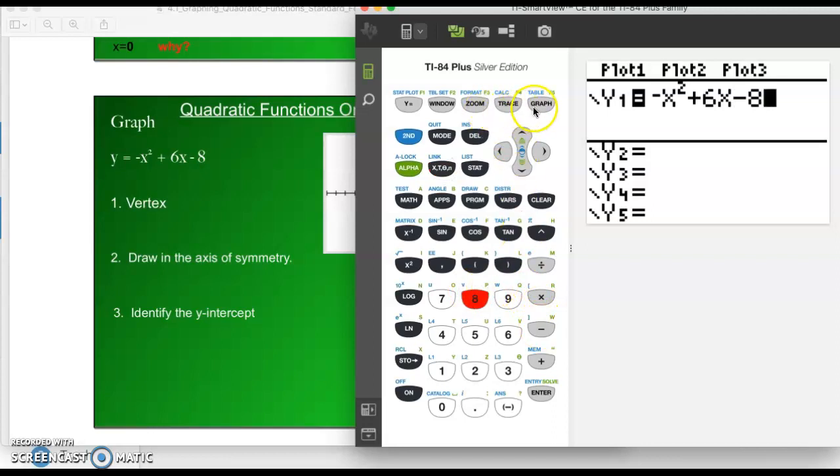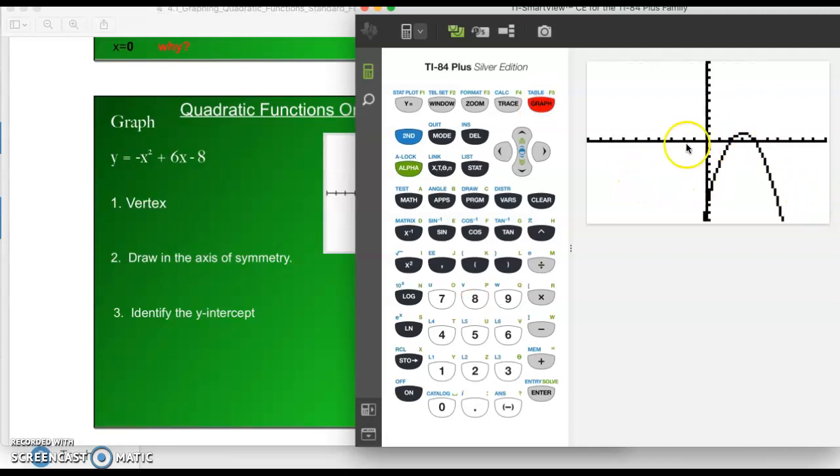All right, and I have already made my window, standard window. So I'm going to go back to graph, and it looks like this. Now to find the vertex, I'm going to follow those exact same steps, but notice in this case that the vertex is at a highest point, which means the vertex is a maximum.